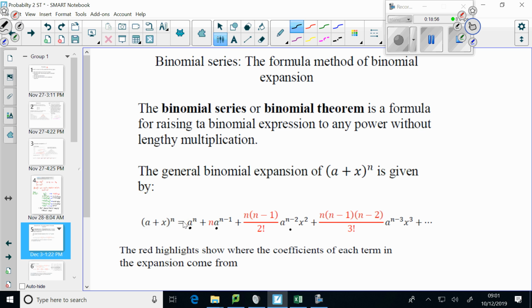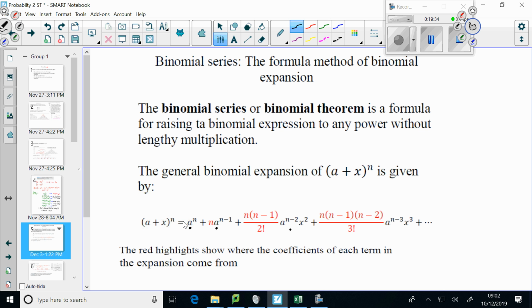The items highlighted in red show where the coefficients of each term in the expansion come from. The coefficients on the outside we know are always 1, and then it goes to n, and then n times n minus 1 over 2 factorial. Remember what 2 factorial is: all the numbers up to that number multiplied by each other. You've got a factorial button on your calculator. That's the second term, and we can do that for any number of terms up to the value of n.